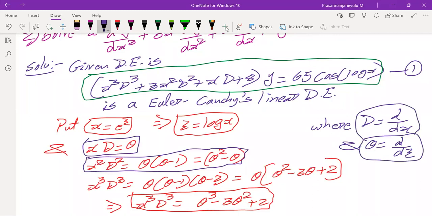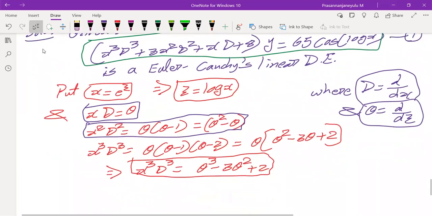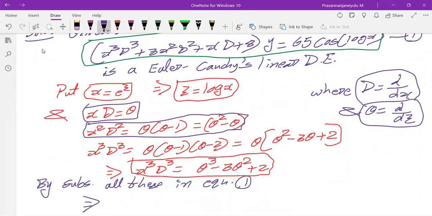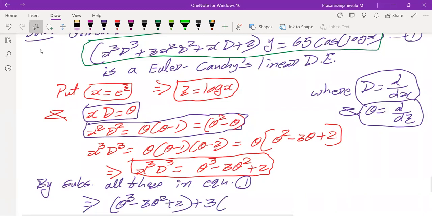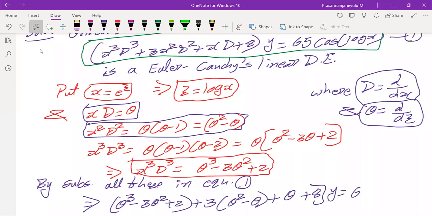Now we have to substitute all these things in equation number 1. Yes or no? By substituting all these things in equation 1, equation 1 reduces to: x cube d cube is theta cube minus 3 theta square plus 2 theta, plus 3 into x square d square, and what is the x square d square value? Theta square minus theta, everything we kept in the box, plus xd is nothing but theta, plus 8 of y equals 65 cos of what is the log x value? z.